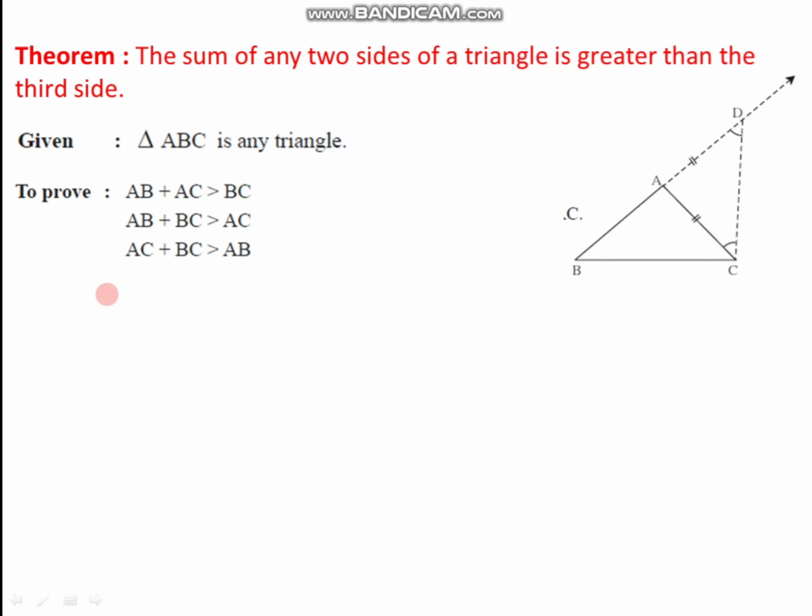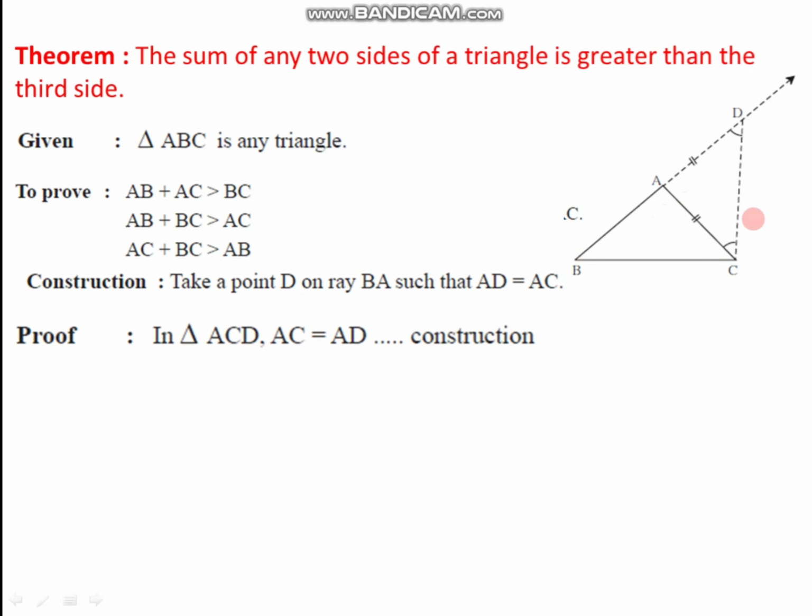For that, we have to do one construction. We have to extend ray BA, and on that ray we have to take point D such that AD is equal to AC. And then we have to join points D and C. So this is the construction we have to do. Now let us have the proof.